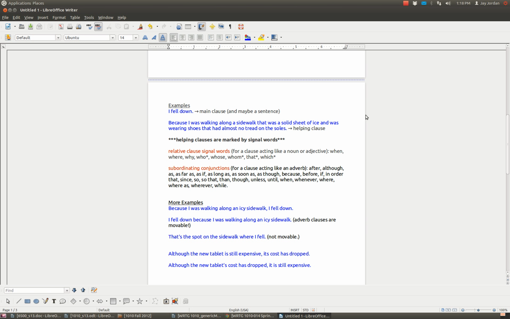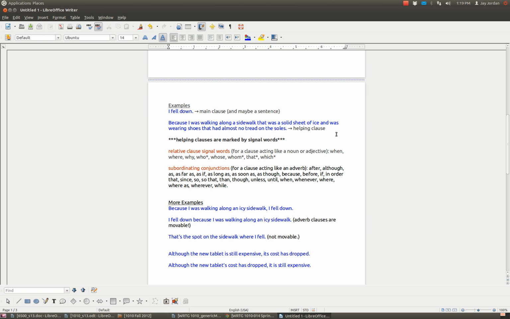So how do you know that you're looking at a helping clause? Well, as I said, it doesn't really stand on its own as a complete thought, and the big way you know that is that a helping clause is marked by a signal word. That's what I'm telling you right here, in case you are following along visually. There are a couple different kinds of signal words that you might find at the beginning of a helping clause.